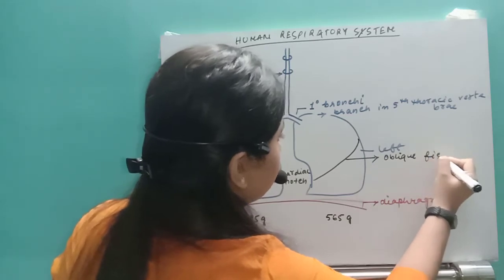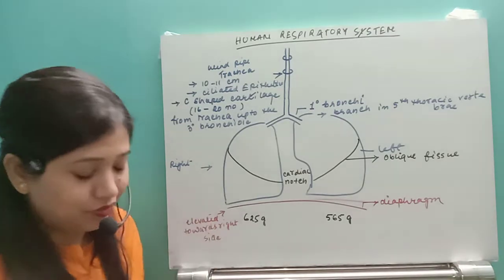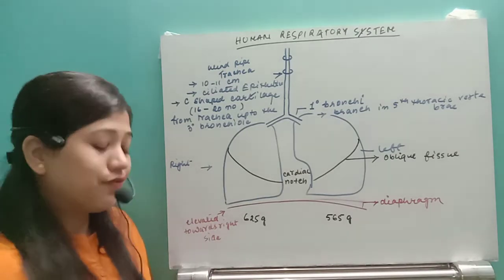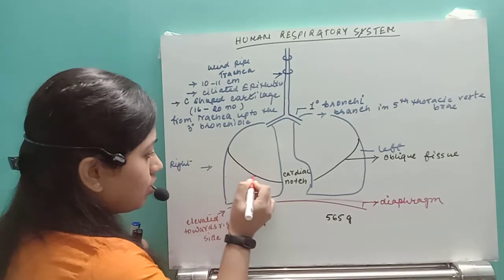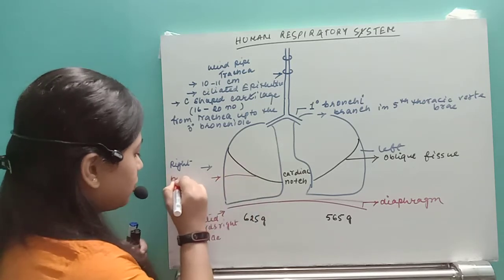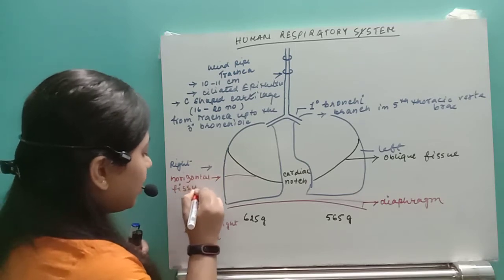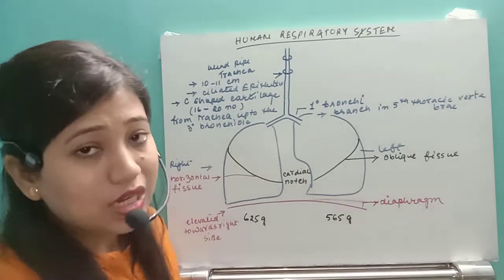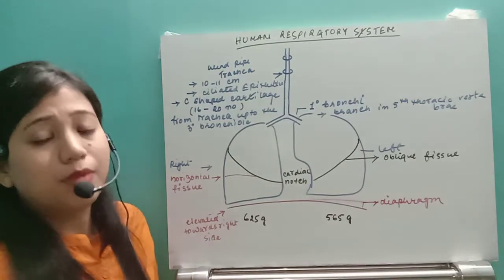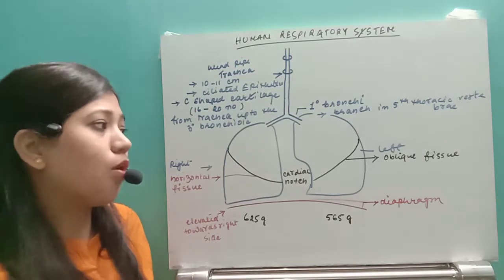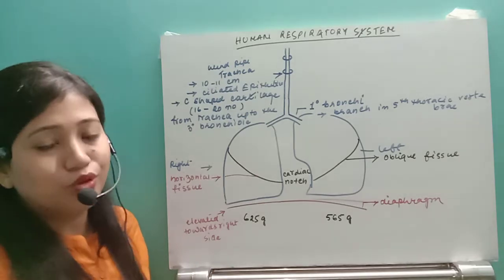So the oblique fissure is common to both the right and the left lung. But there is another fissure that is present on the right lung. What is this? This is called the horizontal fissure. This horizontal fissure is present only in the right lung but not in the left lung. So this thing you have to remember. This question has come a number of times in your medical examinations, in the NEET examination, asking which fissure, oblique or horizontal, is common to both the right and the left lung.